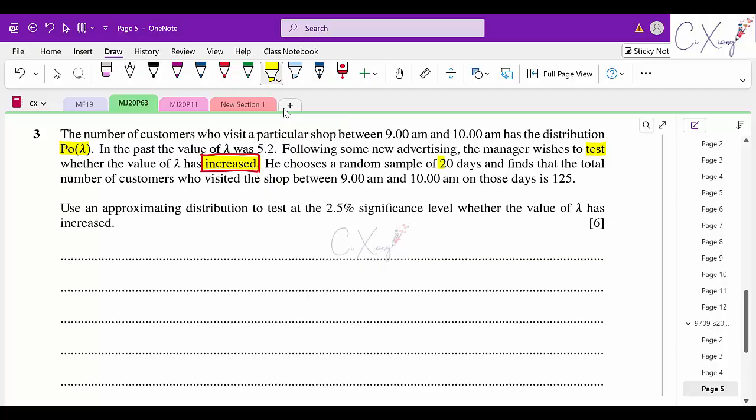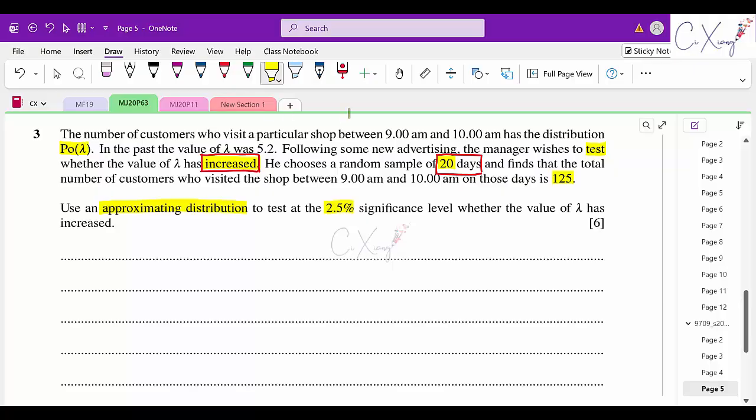Okay, he chose a random sample of 20 days and finds that the total number of customers who visited the shop between 9 and 10 on those days is 125. So to run the test, instead of using 1 day, they select 20 days and observe the number of customers. So use an approximating distribution, highlight the keyword approximating distribution, to test at 2.5% significance level whether lambda has increased. Okay, so let us start the test here.